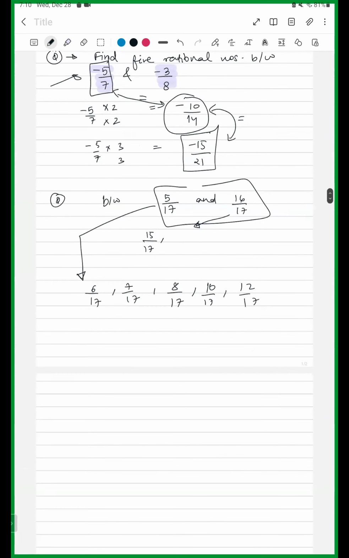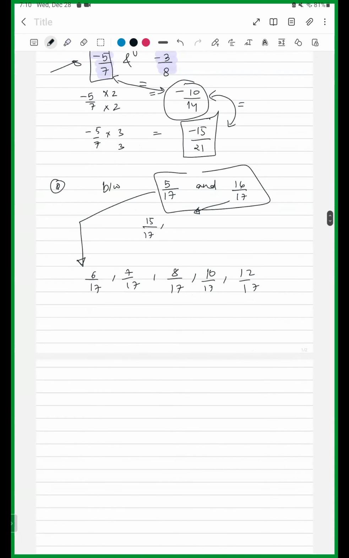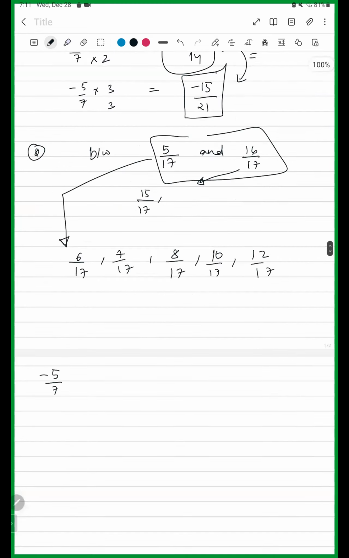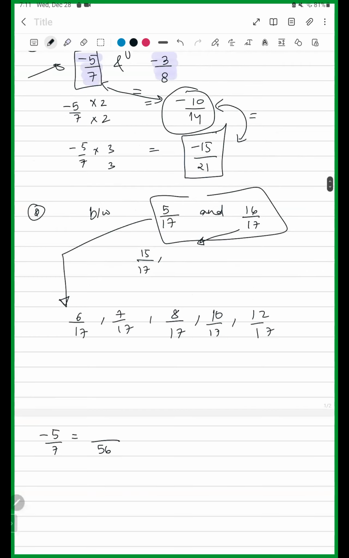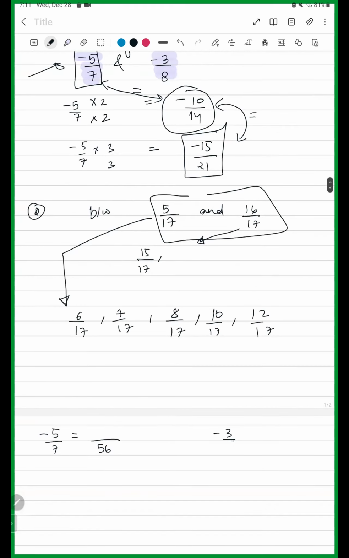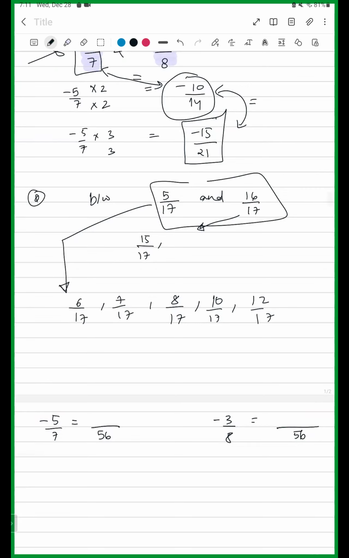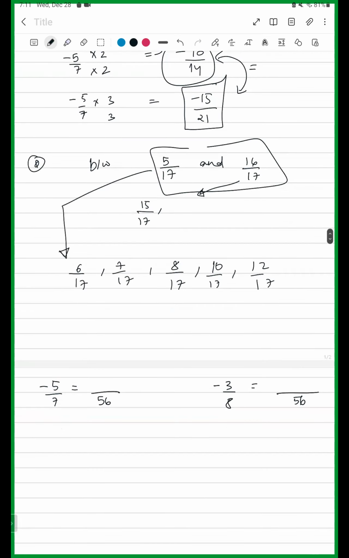So now what do we do after finding the LCM? The denominator will be 56. What does that mean? That the first fraction, -5/7, should be written as something upon 56, and the other fraction, -3/8, should be written as something upon 56. So -5/7 would be multiplied by 7. No, multiplied by 8. Very good.